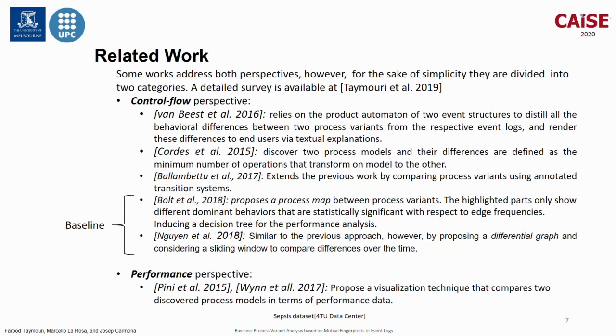Cordes et al. discovered two process models and found their differences. This work is extended by the next author via annotating the transition system. Bolt et al. use process maps to address control flow differences and use decision tree induction for performance analysis. The last work in this category is similar to the previous work, but it proposed a differential graph as well as considering a sliding window to compare control flows over time. The works in the performance perspective proposed some visualization techniques for performance examination. Since our work is very close to the indicated works, we consider them as baselines.